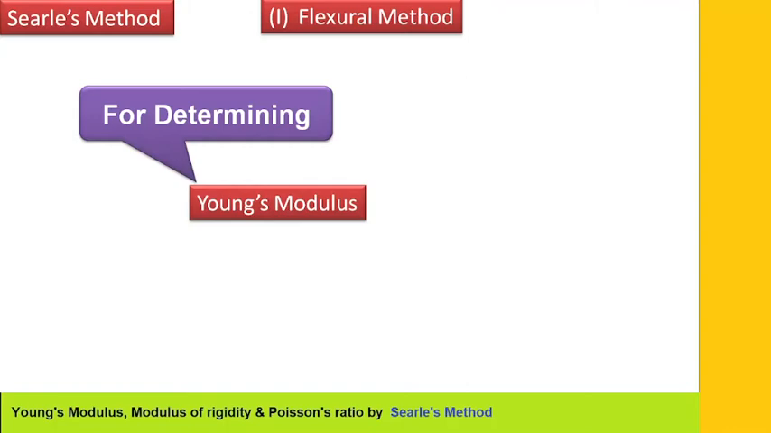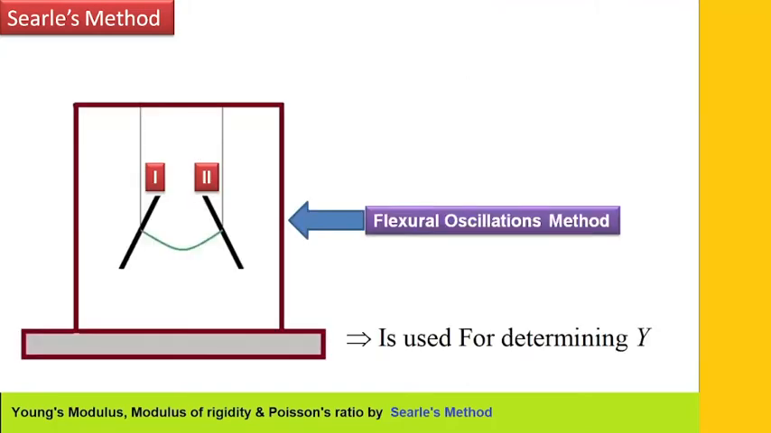Searle's device method for determining Young's modulus, modulus of rigidity, Poisson's ratio. It is divided into two parts, two methods: flexural method as well as torsional oscillations method. First of all, for determining Young's modulus, we will see the flexural method.